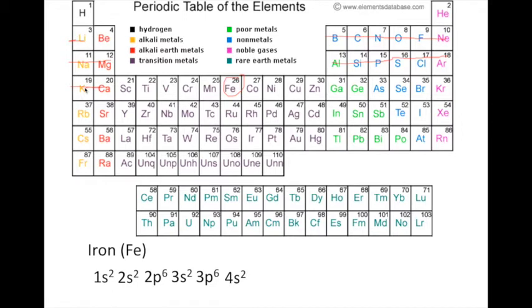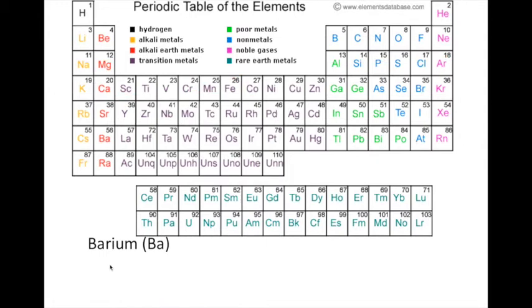After the 4s, we start filling here, now we're getting into the d block. This is n minus 1, so this would be the 3d orbitals that we're beginning to fill. We'd fill 3d 1, 2, 3, 4, 5, 6. So iron would have 3d6. So this would be the electron configuration for a neutral iron atom.